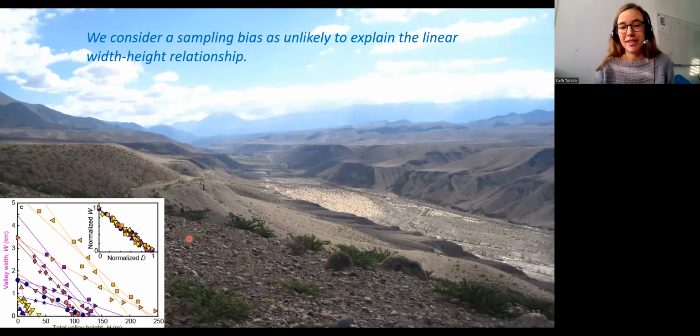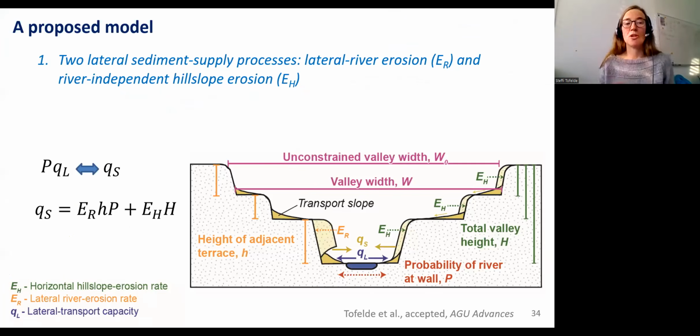So if it's not a sampling bias, then the question is: is there a physical process or a physical explanation for this? Can we explain the width of valleys and why they scale with the height of terraces? We have been thinking about this a lot, and we have tried to come up with lots of different explanations. In the end, so far, we only came up with one explanation. So in order to explain this field observation, we derived a new model. And this new model is in a way very similar to the previous model that I introduced to you in the beginning, but it has some specific differences.